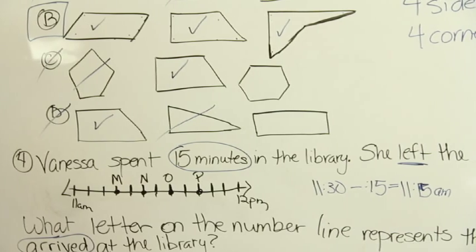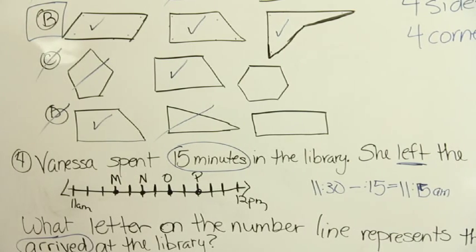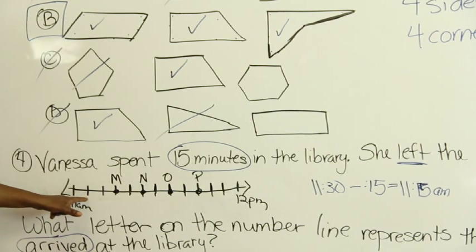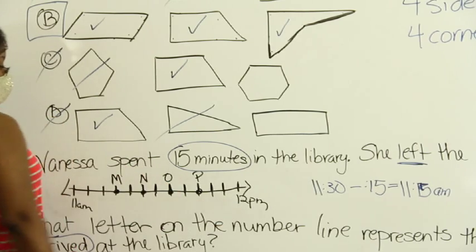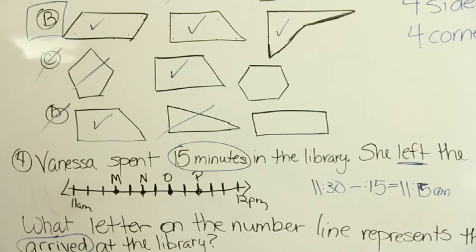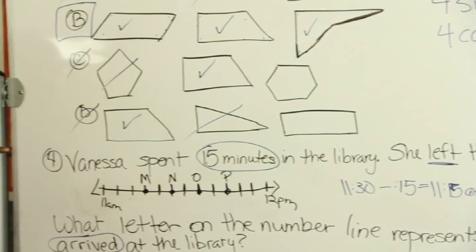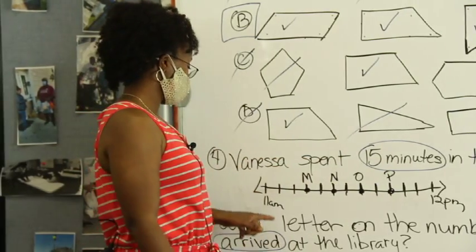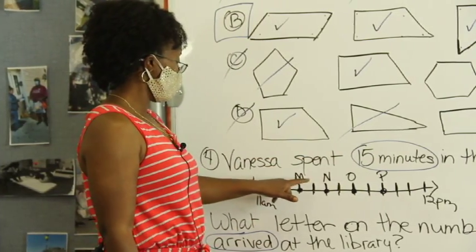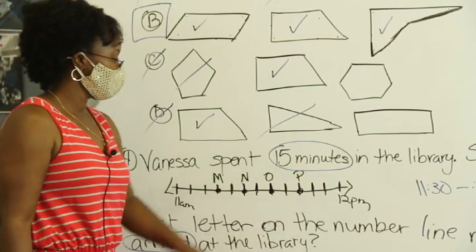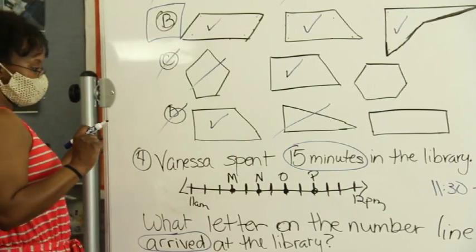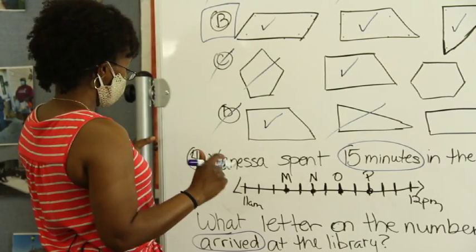All right, so if we know the time that she arrived, let's look at this number line. The first thing you need to know is what amount of time each of these marks represent. Now we know that from 11 a.m. to 12 p.m. is an hour. So what I tend to do is first count the marks if it's a small number of marks. So we have 1, 2, 3, 4, 5, 6, 7, 8, 9, 10, 11, 12, 13 marks.